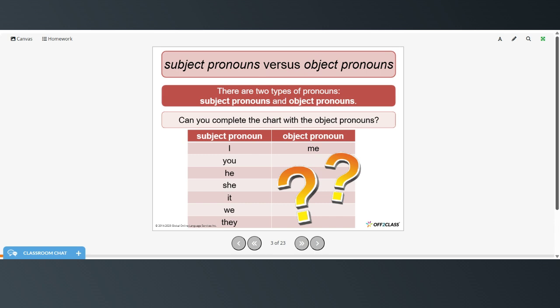Now, there are two types of pronouns, subject pronouns and object pronouns. So see if you can complete the chart with the object pronouns. The first one is done for you, I and me. See if you can go ahead and complete the rest of these. You can pause the video, try that on your own, and then restart when you're ready to check your answers.